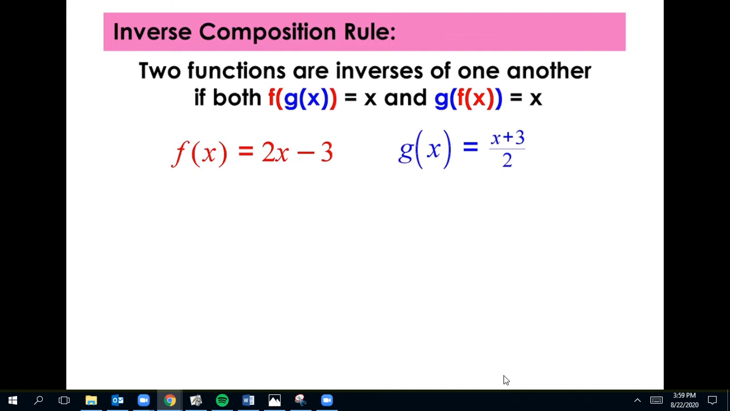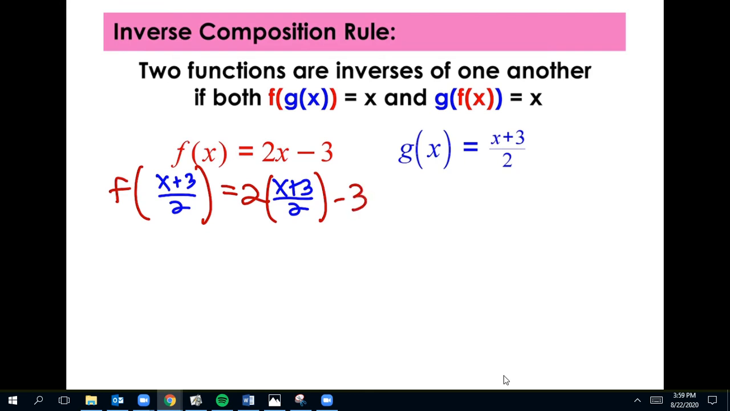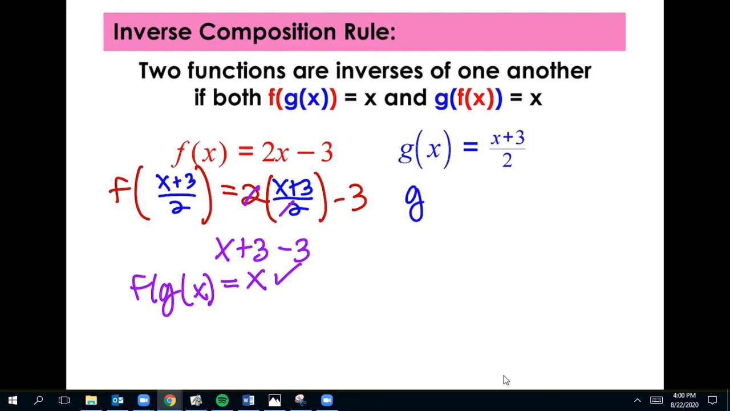So I'm going to say f of x plus 3 over 2 means I'll put x plus 3 over 2 in everywhere I see an x, and then I'll just distribute and get 2x plus 6. Or no, you know what I would rather do is just cancel out these 2's and have x plus 3 minus 3 equals x. So f of g of x equals x. So that one works, but we have to check both. Sometimes one will work and the other won't, and so we really have to check both to make sure.